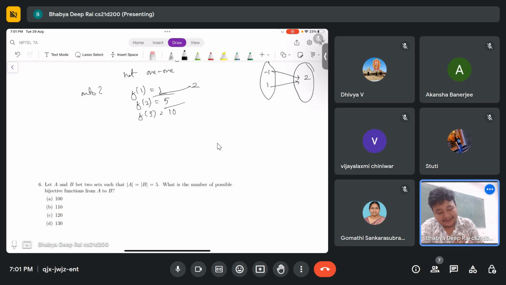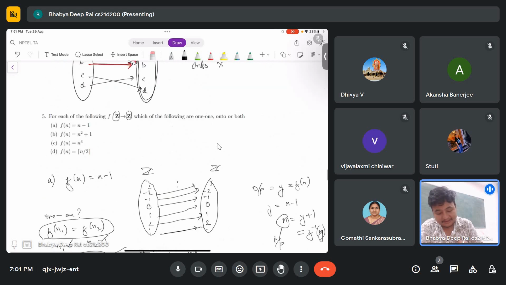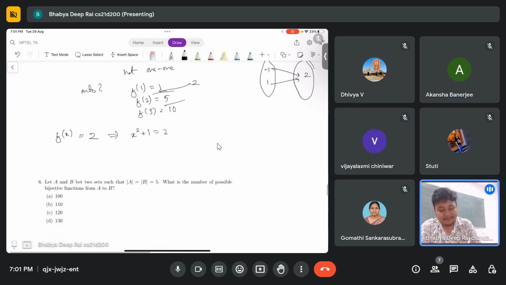How can I say that? Well, let's say 2 was an output to some input x. Then x square plus 1 equals 2. That is what it is, no? Yeah, n square plus 1. So x square plus 1 equals 2. x equals plus minus 1. Oh, okay. So 2 actually features here.